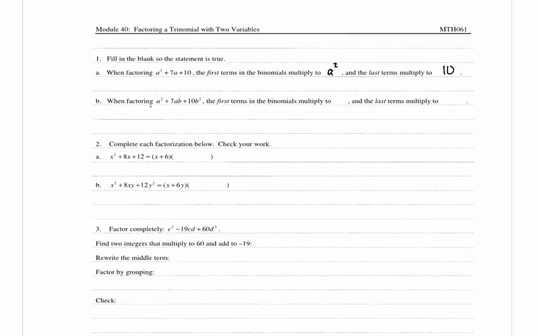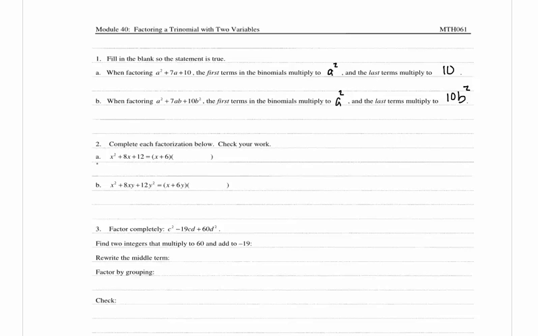And we got that by looking at the first term of our trinomial and the last term of our trinomial. And in B it says when factoring a squared plus 7ab plus 10b squared, the first terms in the binomial multiply together to a squared, and the last terms multiply together to 10b squared. In 2, it says complete each factorization below.